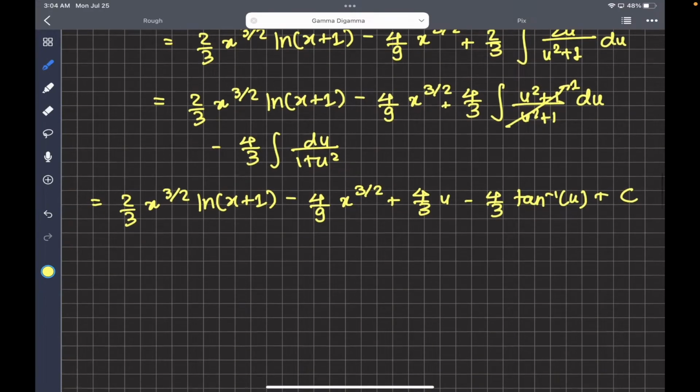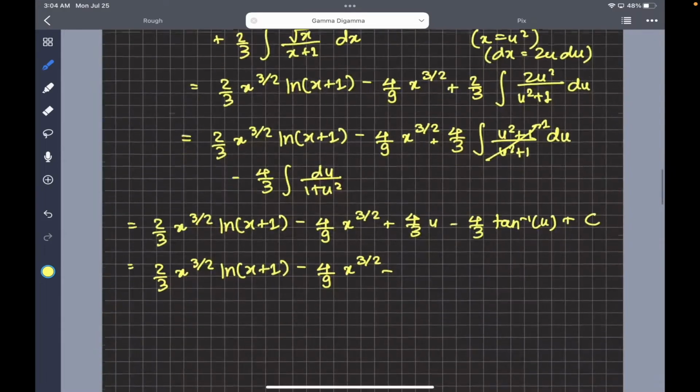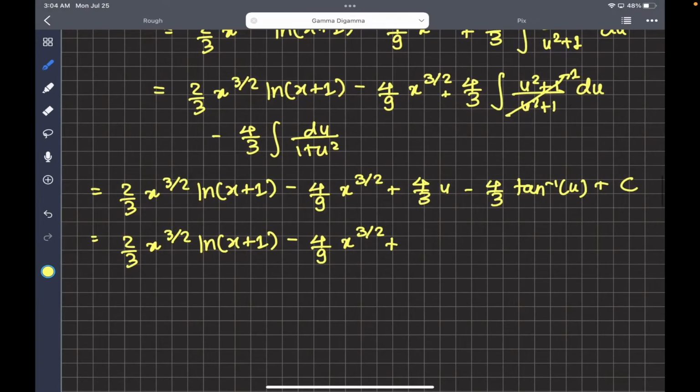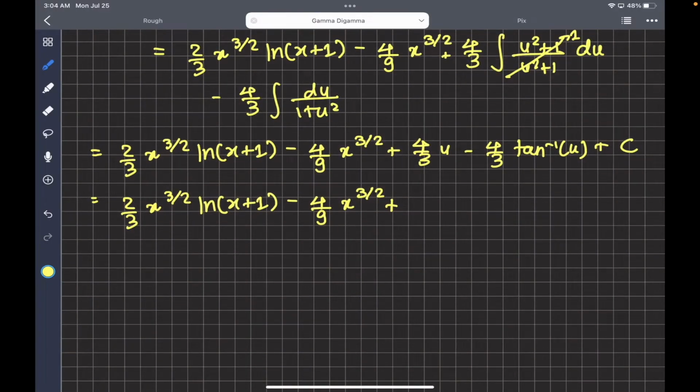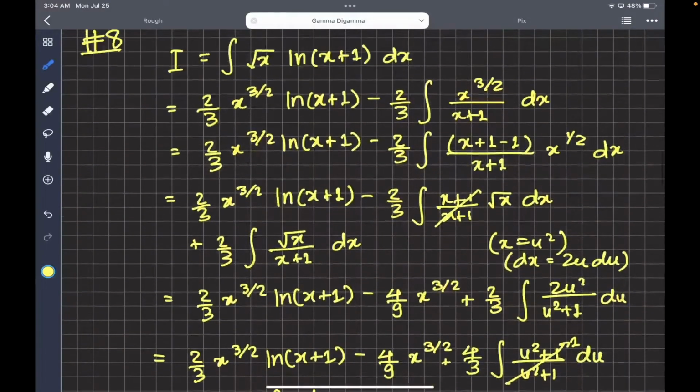Plus, it's important to keep the variable as it is. So, not writing an x in place of u, because we have to still back substitute big time. I mean, the back substitution is not really that bad because x is simply u squared. So we have u is square root of x, minus 4/3 inverse tangent of x to the 1/2 plus c. That's the big long answer, but that is the answer. So there we go.